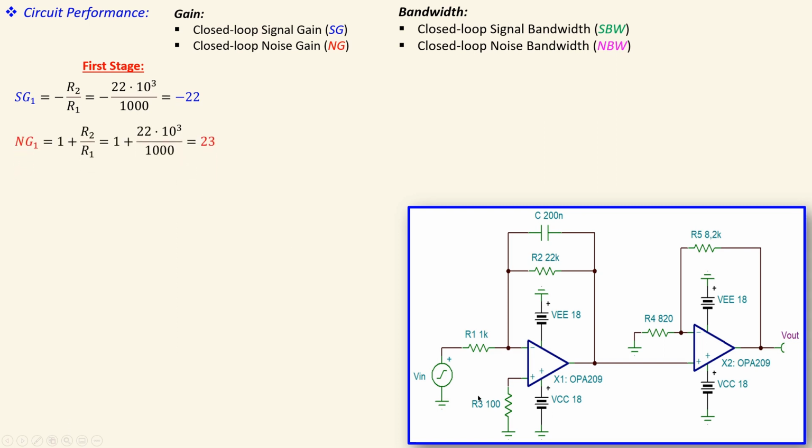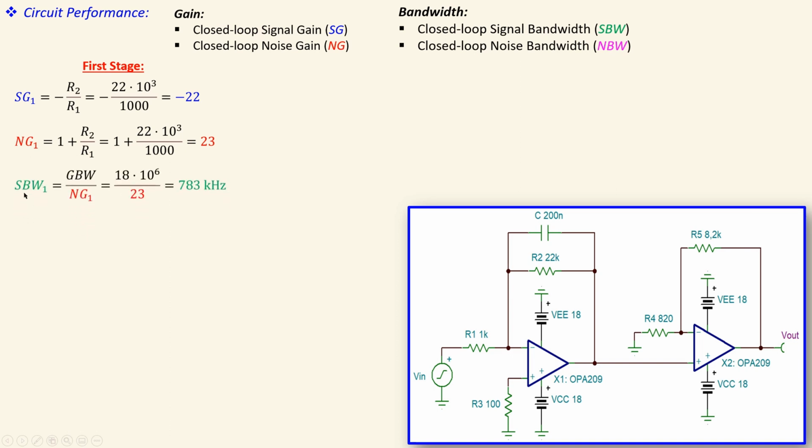The noise gain is always defined looking from the non-inverting input, and this resistor R3 will not have effect on that source here. That will be then the formula for the non-inverting amplifier, because you look at the DC form, this is open, so you will see 1 plus the feedback divided by the R1. That's shown here, and you will have 23. So in absolute sense, the noise gain is a little bit larger than the signal gain.